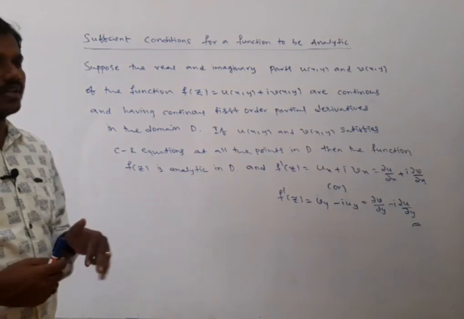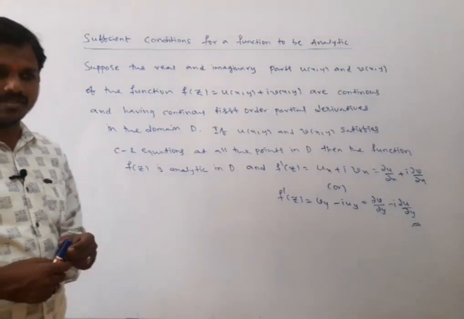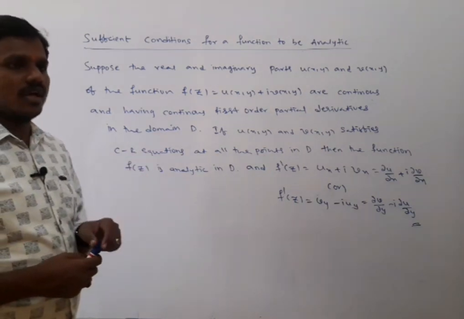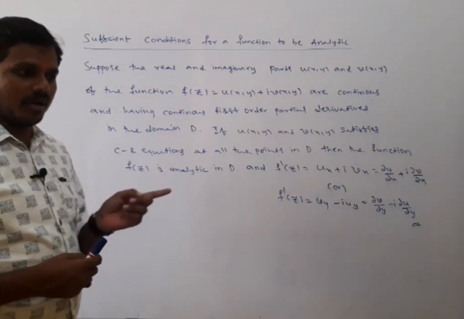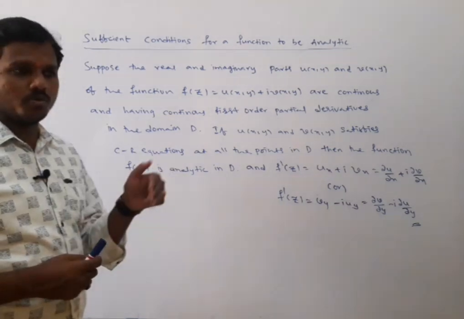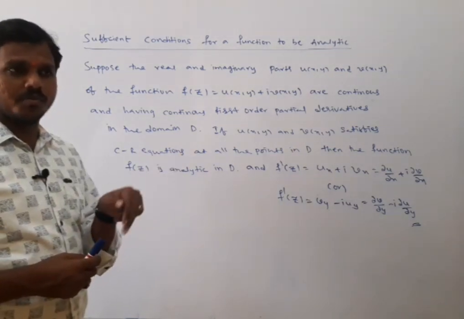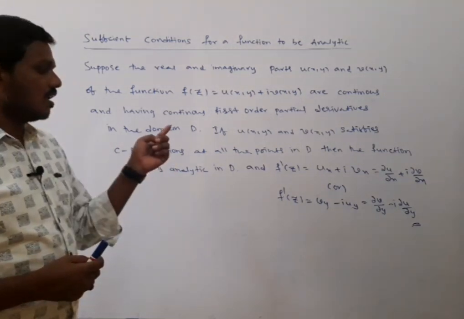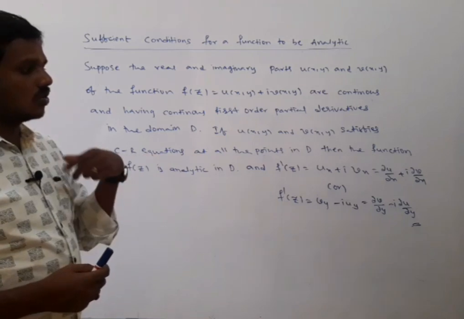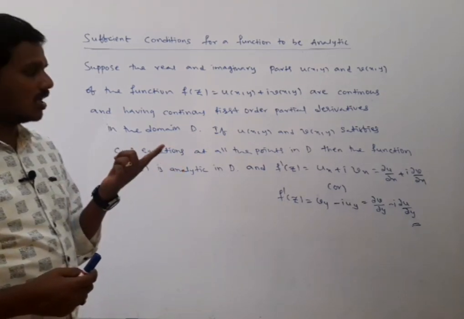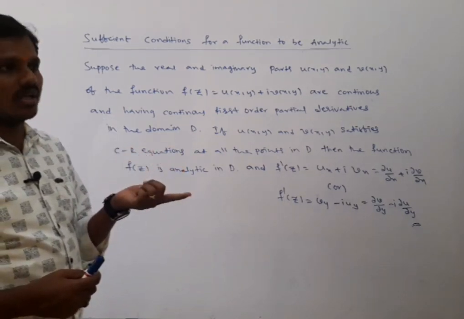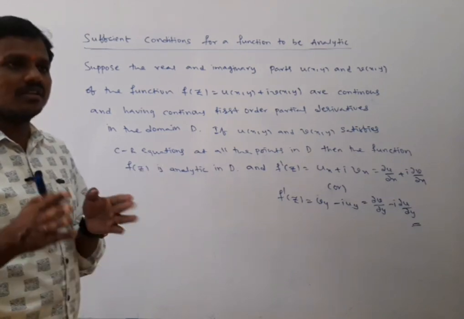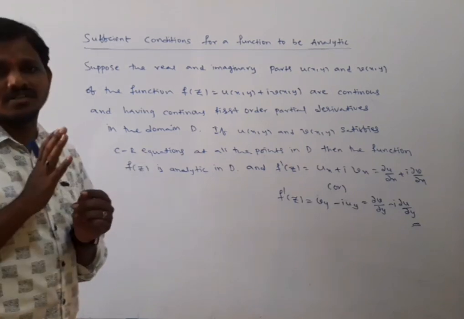That means, if you take the function f of z equal to u of x comma y plus i v of x comma y, and the partial derivatives dou u by dou x, dou u by dou y, dou v by dou x, dou v by dou y exist, and if dou u by dou x equals dou v by dou y and dou u by dou y equals minus dou v by dou x, then the function is analytic. That means if the function is analytic, it should follow these conditions, right?